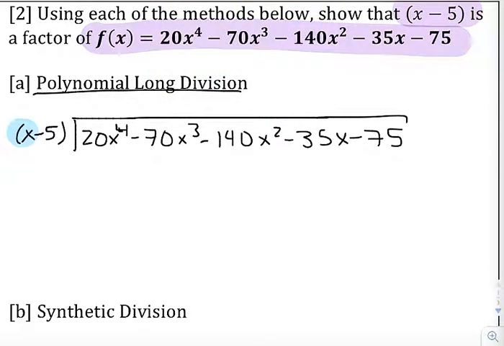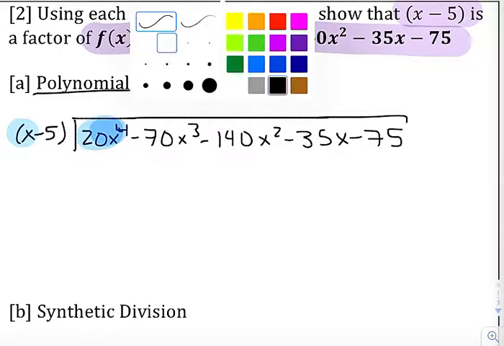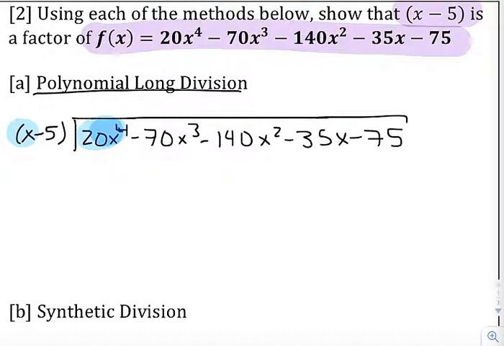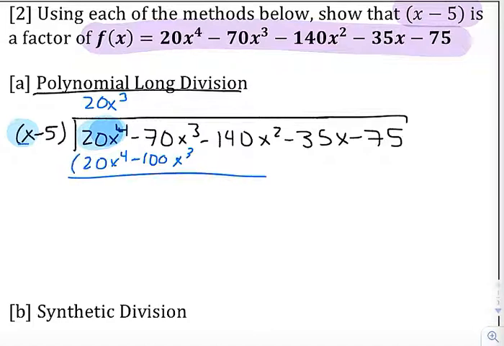So the first thing I should ask myself is, what do I need to multiply x by to end up with 20x to the fourth? And hopefully we'll conclude that we need 20x cubed to do that, because 20x cubed times an x will give me 20x to the fourth. As a result, I do have 20 times negative 5, which is negative 100x cubed. Okay. So then we'll subtract this line off.